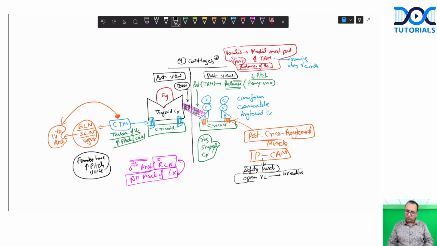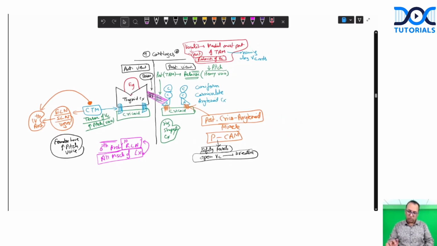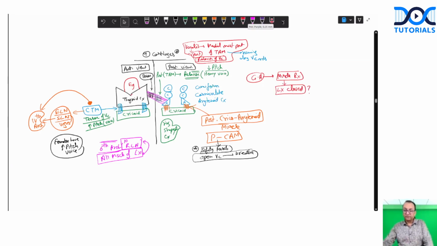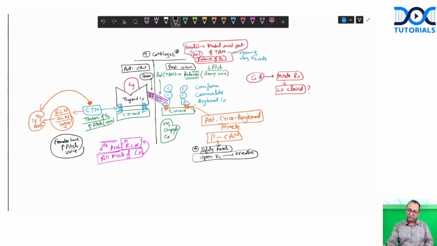So why did this name come? Safety muscle. See, when you are giving general anesthesia, you use muscle relaxant, and when you use muscle relaxant, all the muscles are paralyzed, even the larynx muscle. The larynx is closed. How does the patient breathe? Obviously, when you give muscle relaxant, all the skeletal muscle will relax.